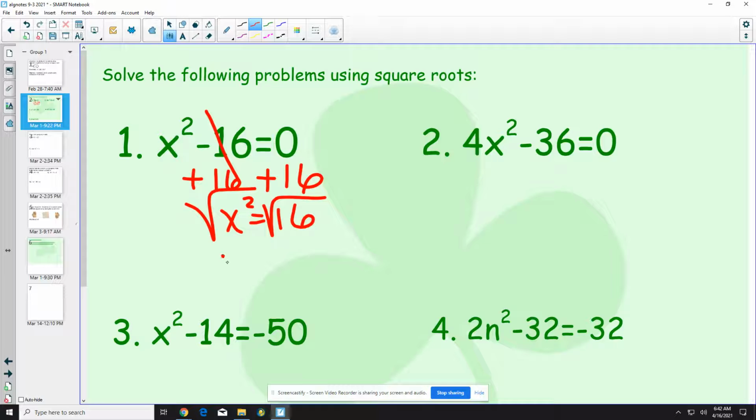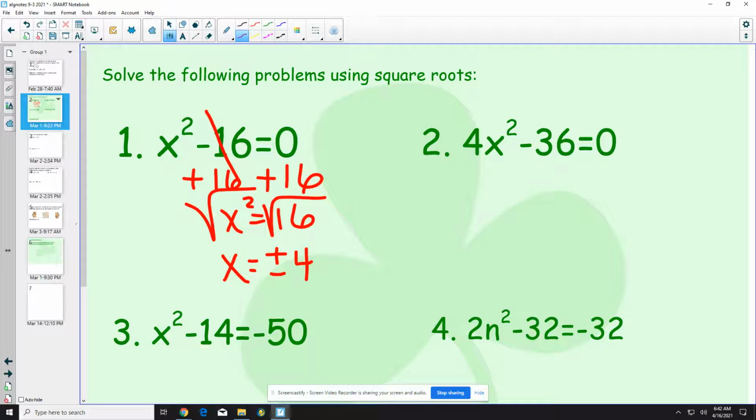Then all we have to do is take the square root of both sides. The square root of x squared is x. The square root of 16 is actually going to be a positive and a negative 4, because if you take positive 4 times positive 4, you get 16, and negative 4 times negative 4 gives you 16. So you have two solutions, positive and negative 4.